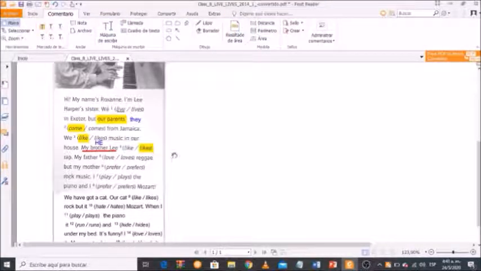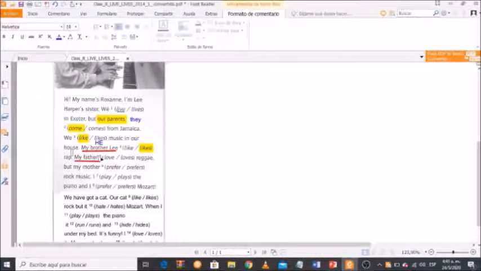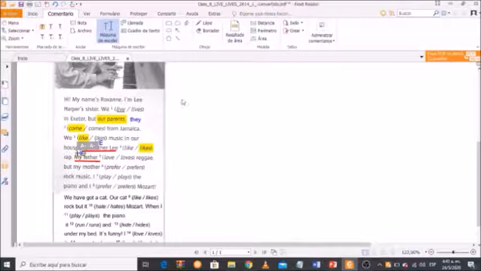Ok, very good. Entonces, la regla de agregar una S aplica tanto si usamos el pronombre como si no lo usamos también. Porque sabemos que igual a esto lo podríamos reemplazar por el pronombre he. Ok, very good. Then it says, my father love or loves reggae? And again, what is the subject of this sentence? Very good, it's my father. And again, we know that we can replace this subject with the pronoun he. So, the right option is, sorry, the right option is loves.